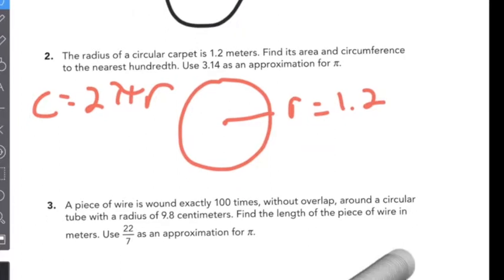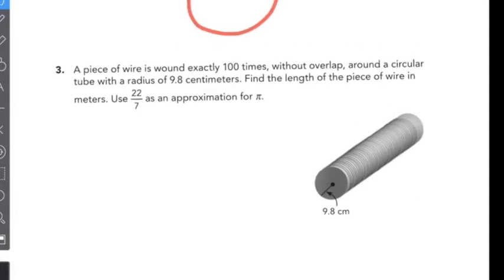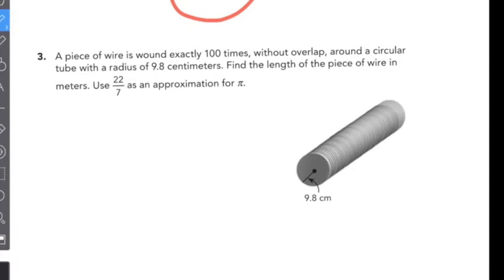Okay, number 3. It says a piece of wire is wound exactly 100 times without overlap around a circular tube with a radius of 9.8. Find the length of the piece of wire in meters. So first of all, you have to figure out if you're talking about area or circumference. We're going to talk about circumference because we're going around it, and you got to figure out how long it is. So you're going to take it apart and stretch it out. So we're going to work with circumference.